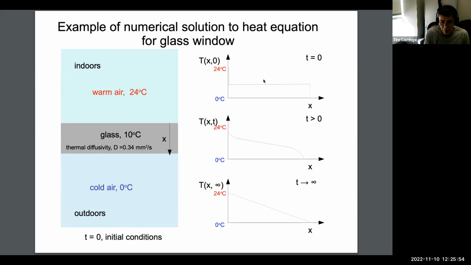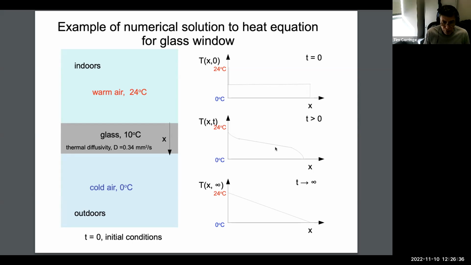Now, again, intuition tells us what this solution will look like. I've sketched over here on the right-hand side my intuition about this situation. This top graph here is the initial condition. Inside the house, 24 degrees Celsius. Outside the house, 0 degrees Celsius. The glass initially is at 10 degrees Celsius throughout its thickness. Now, I don't know how I prepared that, but somehow I magically prepared that, but that's the initial condition pictured in this graph.